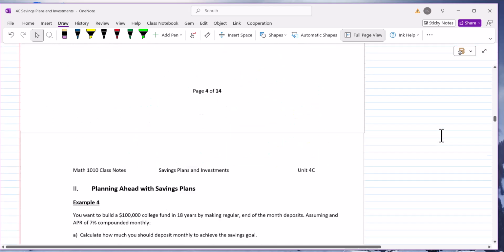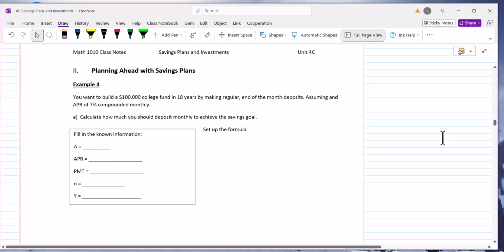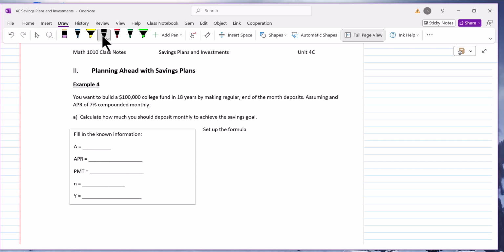Okay, let's go to the next page here. And what we're going to do now is we're going to work with the savings formula kind of backwards. Okay, so let me read this problem. Let's see if we can put this one together.